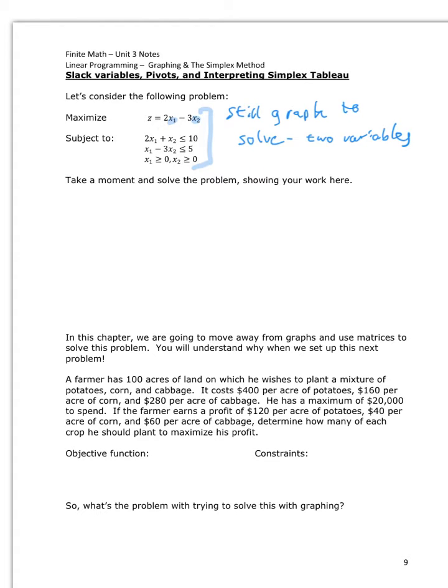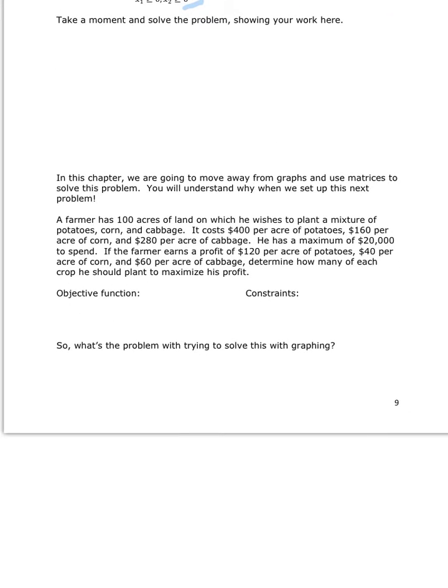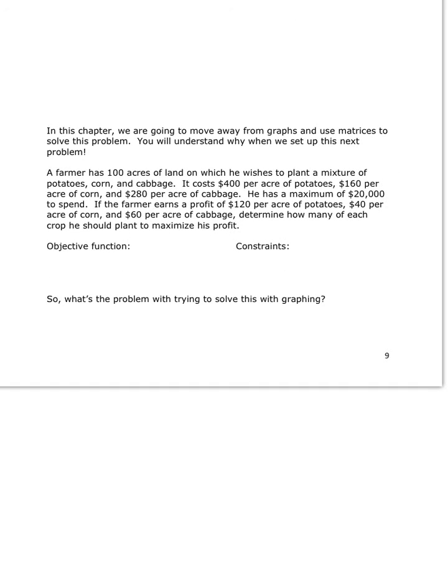I'm not going to really solve this problem here, but I am going to draw your attention to this one down here, which says we can move away from graphs and start to use matrices in order to solve this problem. You notice that we've got a farmer with 100 acres of land on which he wants to plant a mixture of potatoes, corn, and cabbage. There's a cost associated with each one, and also a profit. Here's a profit of 120 on the potatoes, 40 for the corn, and 60 for the cabbage per acre.